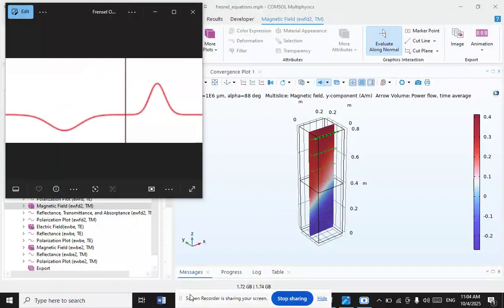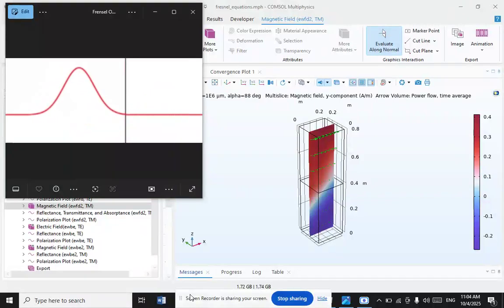The next concept is polarization, the direction of the wave's electric field vibration. The next one is transverse electric, or TE. The electric field is perpendicular to the plane of incidence, also called S polarization. The next concept is transverse magnetic, or TM. The magnetic field is perpendicular to the plane of incidence, also called P polarization.